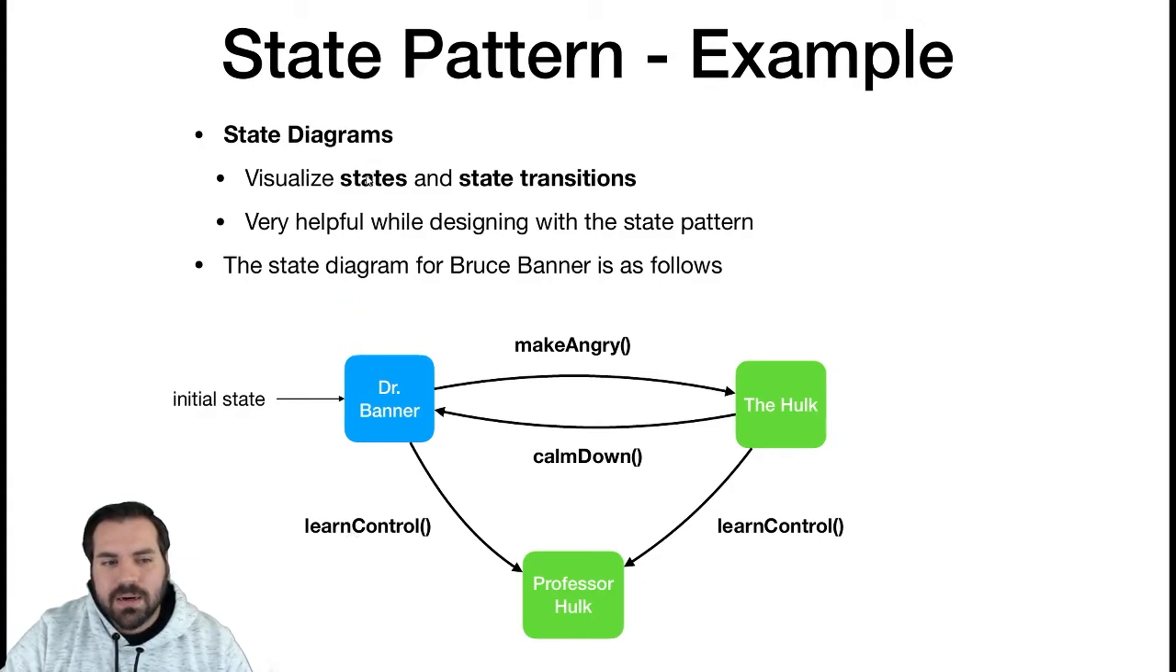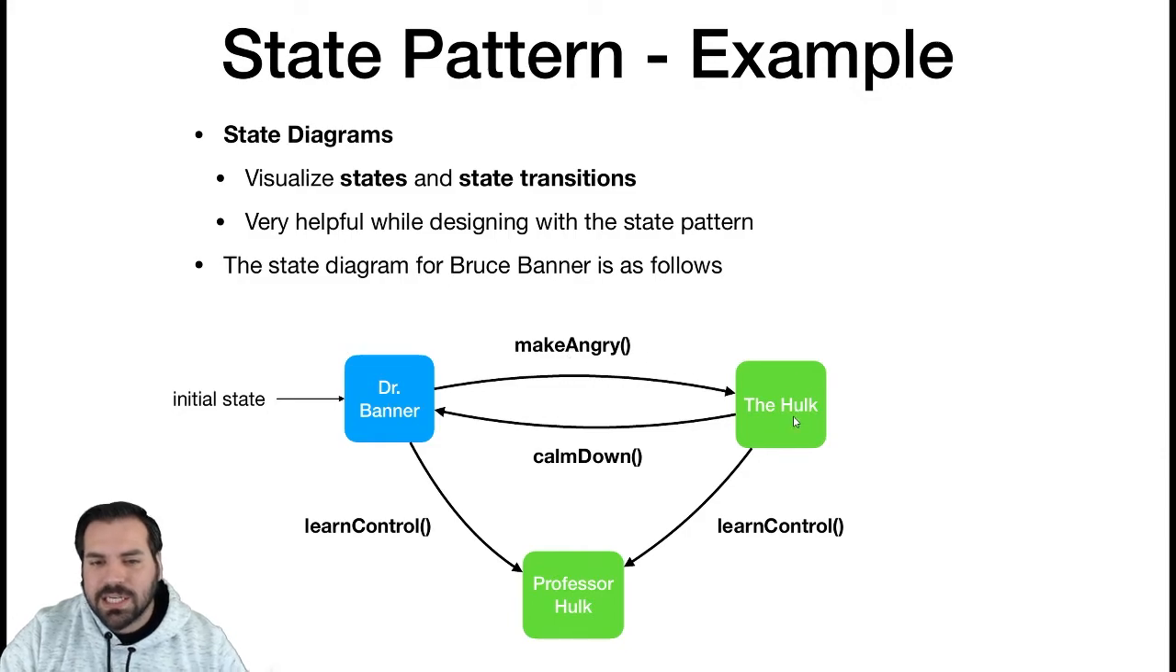So for Bruce Banner, we have an initial state of Dr. Banner. If you call his make angry method, he's going to transition into the Hulk. If you call calm down, he's going to transition back into Dr. Banner. And in either of these states, if you call learn control, he's going to transition into Professor Hulk. And then once he's Professor Hulk, there's no going back to the other two states. There's no state transition from Professor Hulk, so we have no outgoing arrows from Professor Hulk.